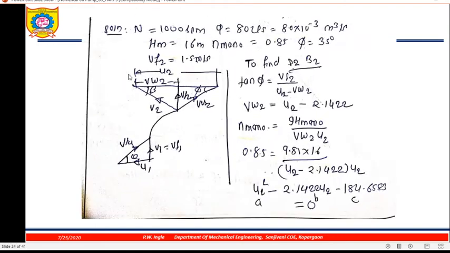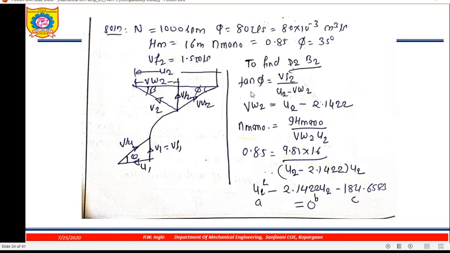Okay. So N is 1000 rpm, Q is 80 lps. So you just convert into meter cube per second. If you are taking 1 meter cube of tank, it will accommodate 1000 liter of water. Okay, correct. So 1 liter is 10 to the power minus 3. So that's why it is 80 into 10 to the power minus 3 meter cube per second. Manometric head is 60 meter, manometric efficiency 0.85, phi is 35, Vf2 is 1.5 meter per second.